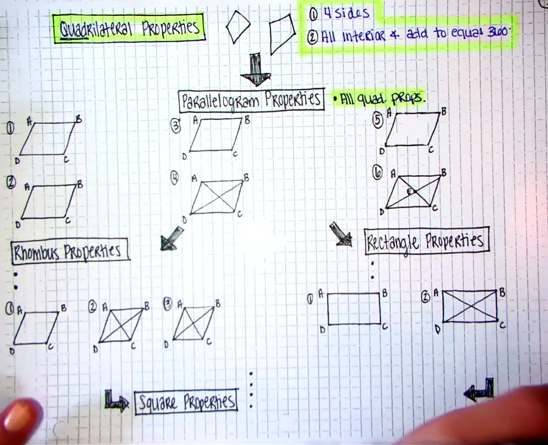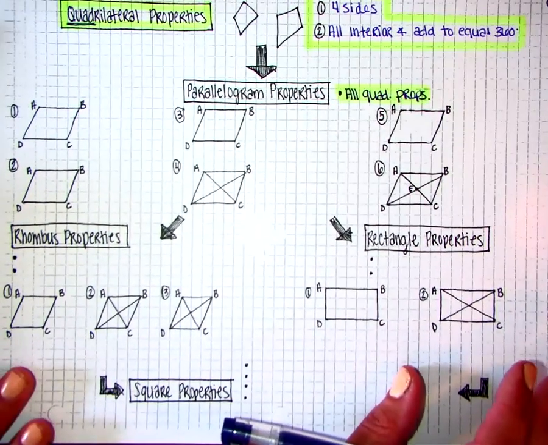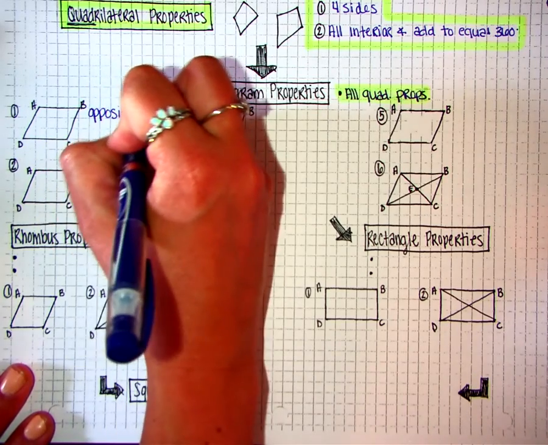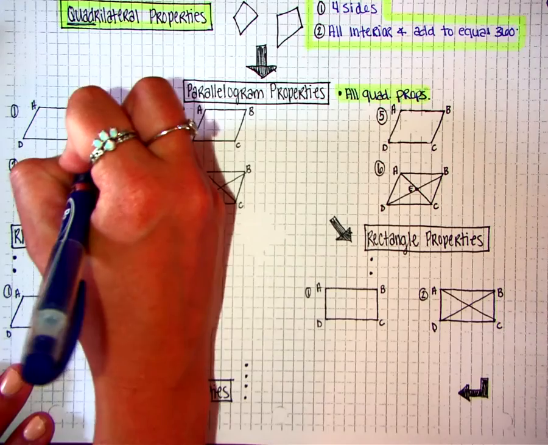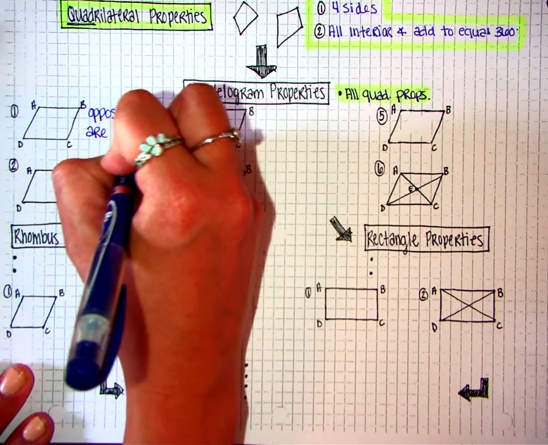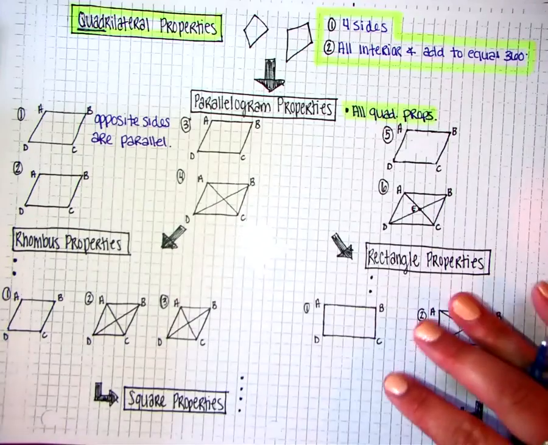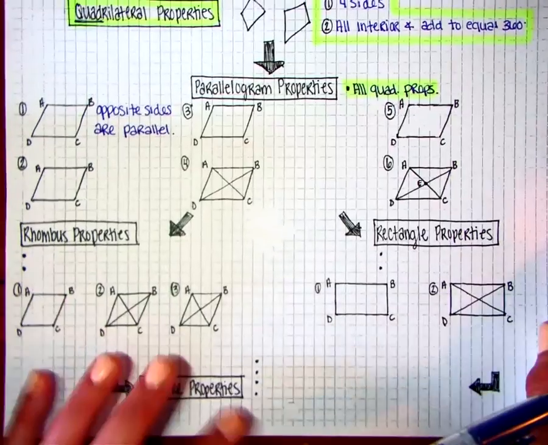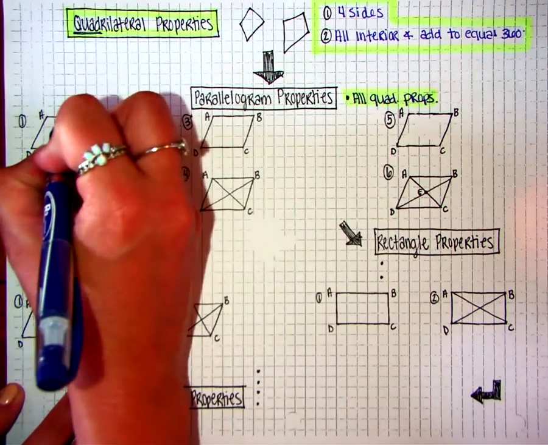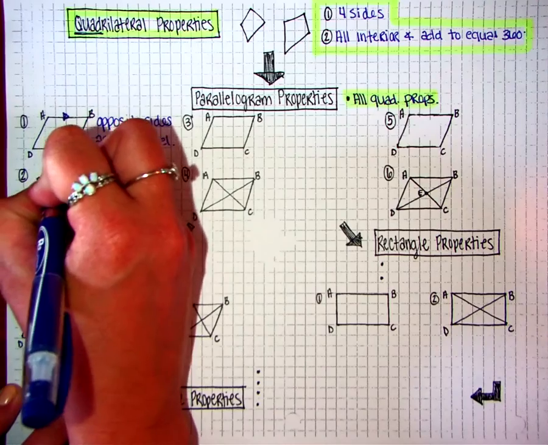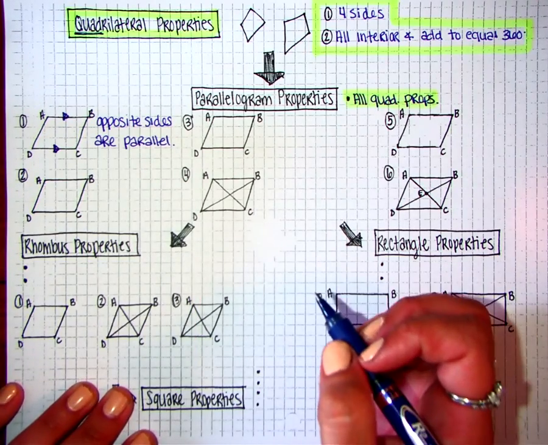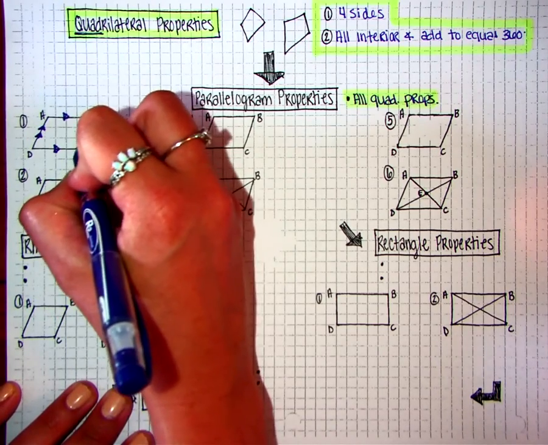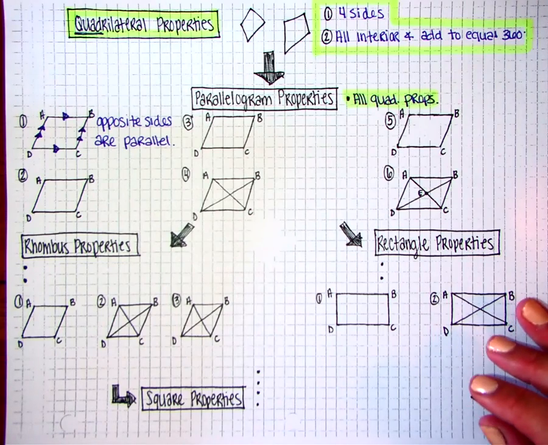The first one, property number 1. The opposite sides are parallel. So the first thing about a parallelogram is that its opposite sides, sorry, let me just adjust that real quick. There we go. The opposite sides are parallel, which means this top portion is parallel to the bottom. And remember, we show parallel with arrows. And then the side over here is parallel to the other side. So the opposite sides are parallel.